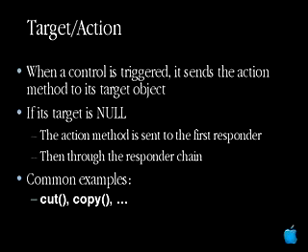So, as I said, when the control is triggered, the action method is sent to the target object. Very simple. So what happens if the target is null? Well, this does not mean that the action is lost. Instead, this is the control's signal that the action needs to be sent through the responder chain, starting with the first responder of the frontmost window. So some common examples of null-targeted action methods would be things like cut and copy, or other menu commands would be very similar, where you really want whatever happens to be frontmost to respond to the action.